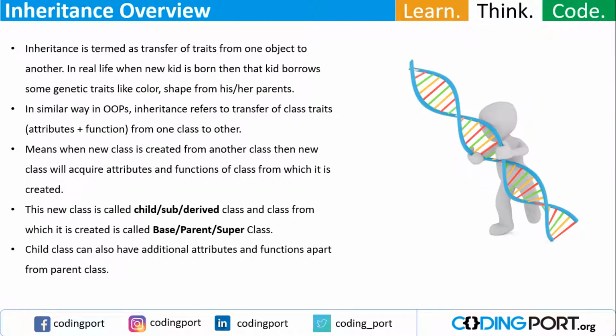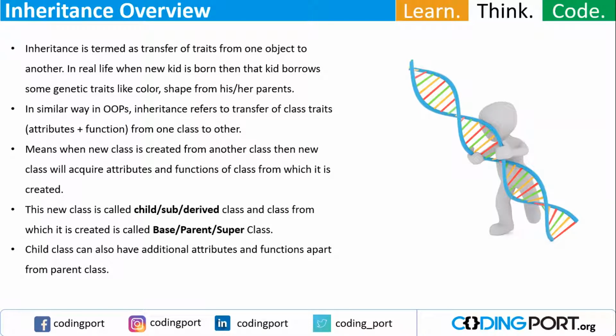So what exactly is inheritance in terms of software? It is known as transfer of traits from one object to another, or you can call it a transfer of traits from one class to another. When I'm saying transfer of traits, I mean the class attributes and functions will transfer from one class to another when inheritance happens. Meaning, when a new class is created from another class, the new class will acquire the attributes and functions of the class from which it is created.